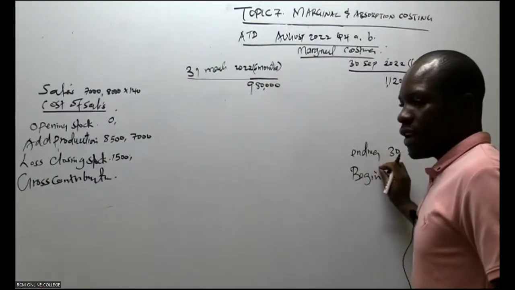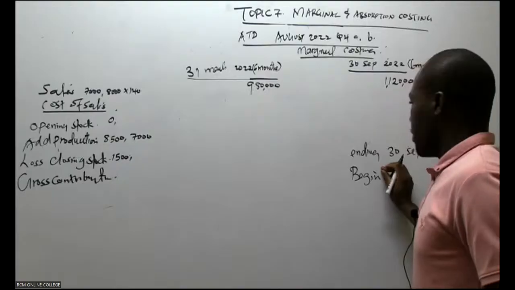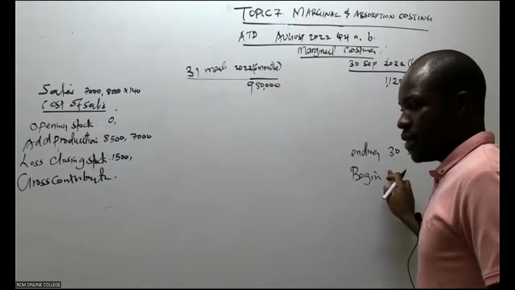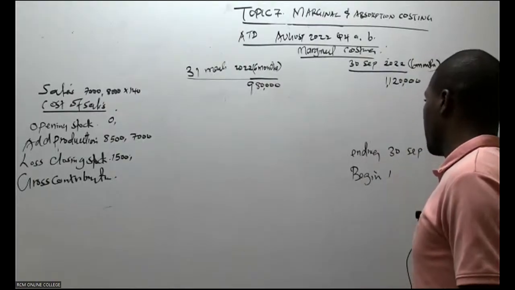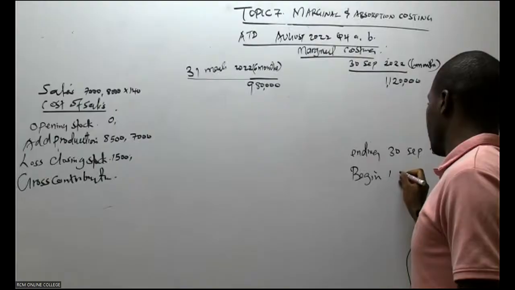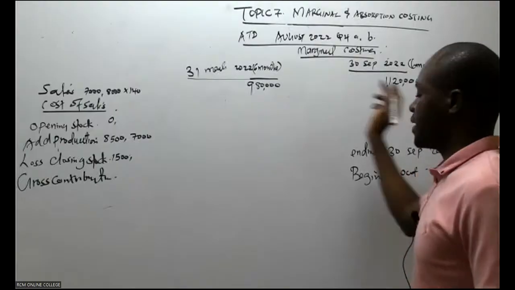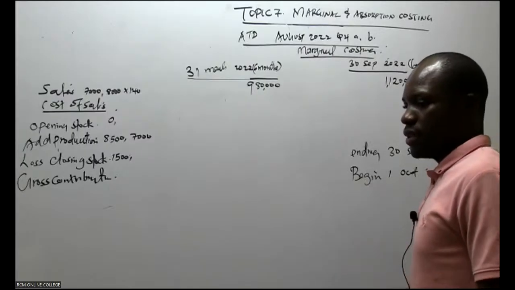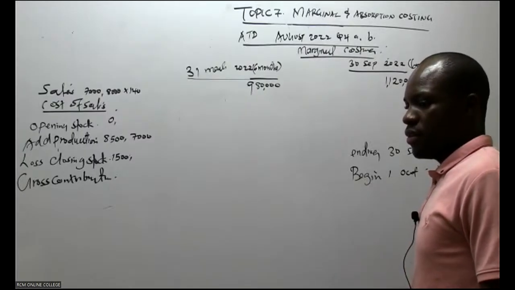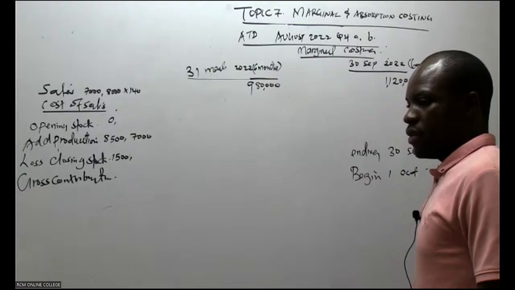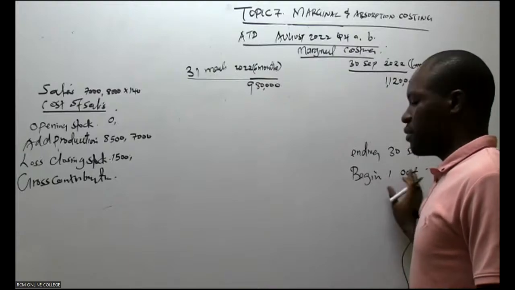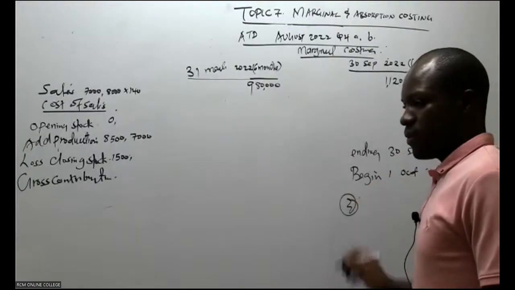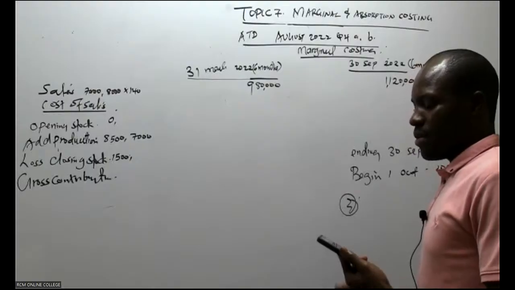The financial year is ending on 30th September. The beginning is the following day, which is going to be 1st of October of the previous year, which is 2021. So what happened on this date? Then you relate to additional information number 3. Have we been able to see something now?